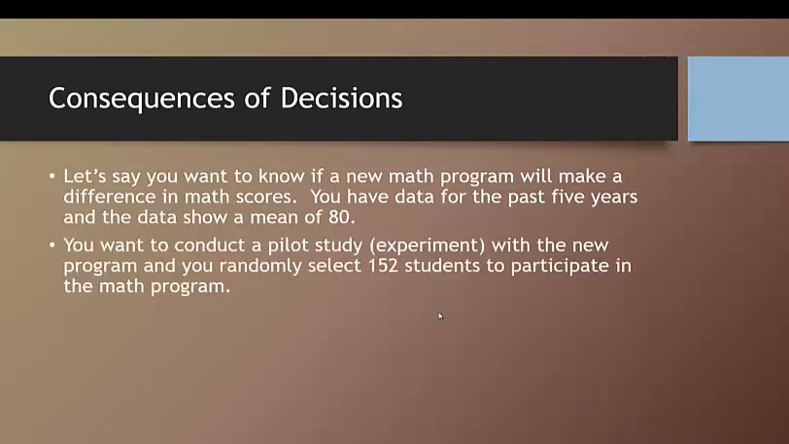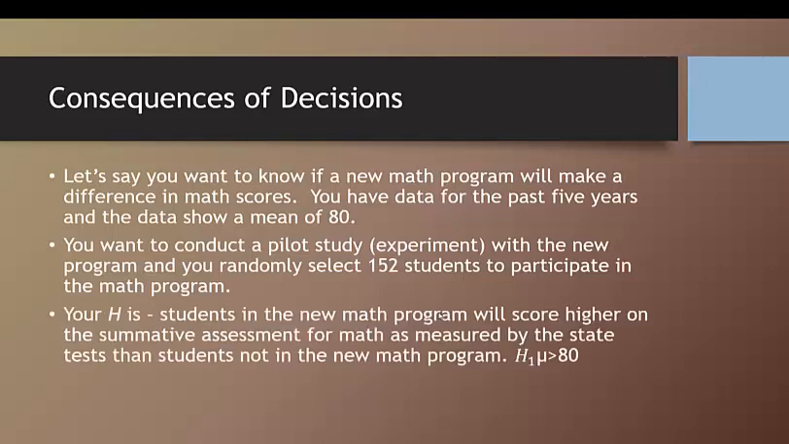So you're going to conduct a pilot study or an experiment with the new program, and you randomly select 152 students to participate in the math program. Let's say you have a large district, and so you've selected 5 classrooms around the district, and that's how we got to 152 students.